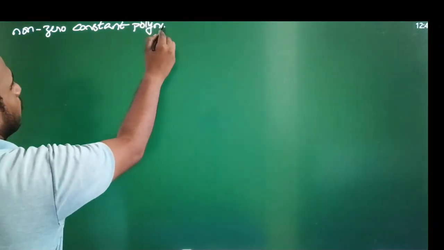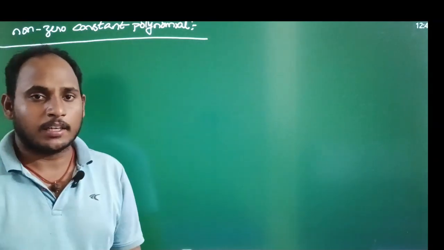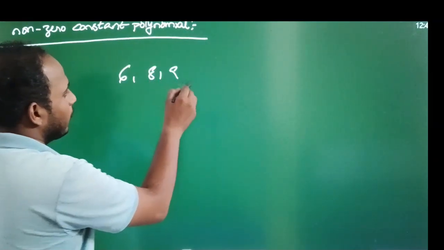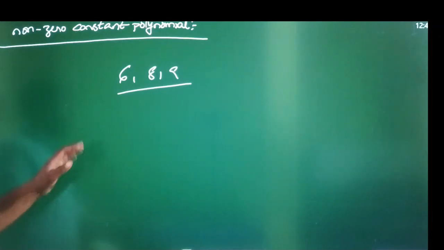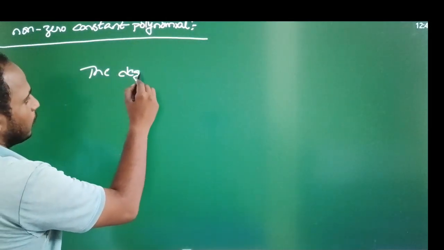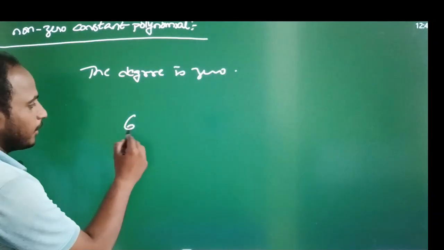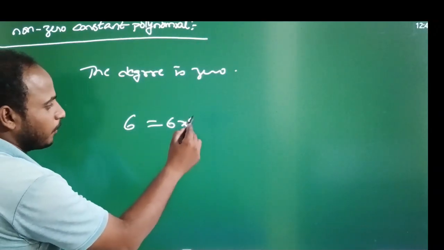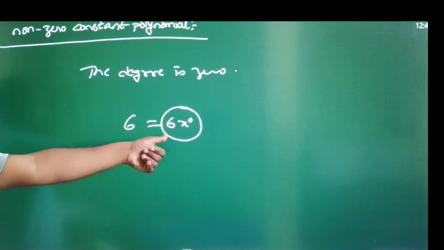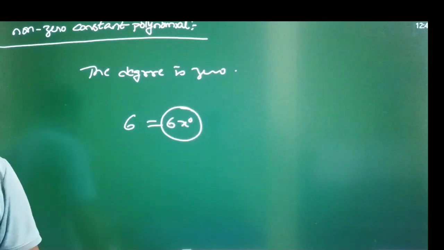Now, what is a non-zero constant polynomial? Let me take non-zero numbers like 6, 8, 10. Here, the degree of the non-zero constant polynomial is 0. Then the polynomial is said to be a non-zero constant polynomial. Suppose we take 6. The degree of 6 is 0 because 6 can be written as 6 into x power 0. The highest power is 0, so the degree is 0. This is a non-zero constant polynomial.